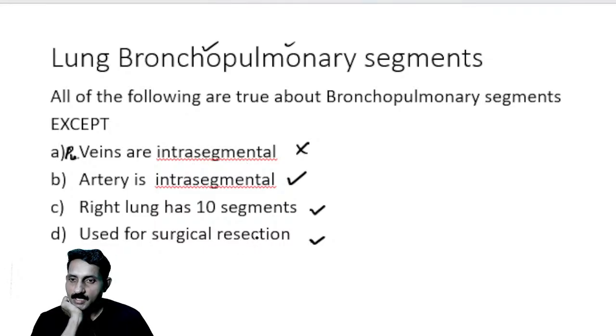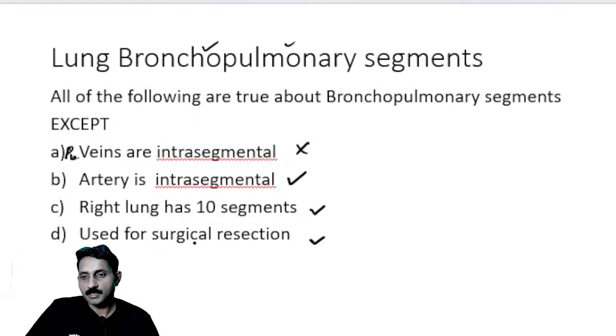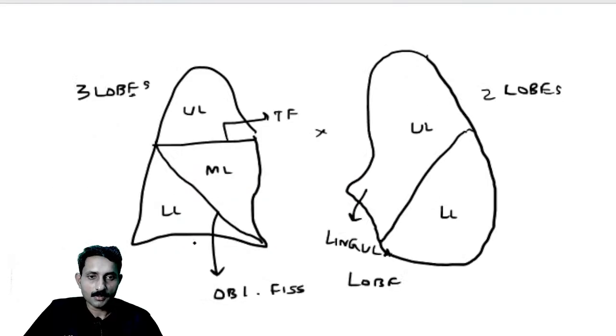Now, what is a surgical resection? If you have a tumor on one bronchopulmonary segment, say a tumor on the apical segment, segmental resection is possible unless it is infiltrating into the other segments. If it is, you cannot do it. But if it is restricted to only one segment, segmental resection of the lung is possible only because of the bronchopulmonary segments. This is used in surgery for segmental resection.